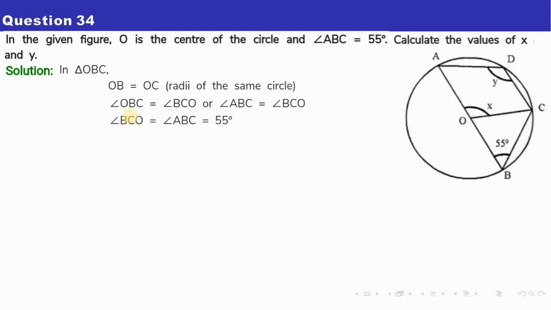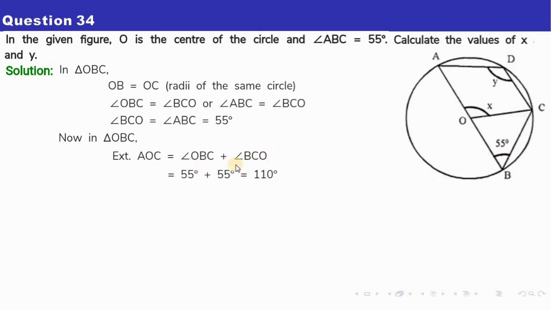Now we have triangle OBC. This is your exterior angle. If I extend this line, I get this as the exterior angle, and we know that this exterior angle will be equal to the sum of the opposite interior angles. So this one and this one are the opposite interior angles. Exterior angle AOC will be equal to OBC plus BCO. Both of them are 55.